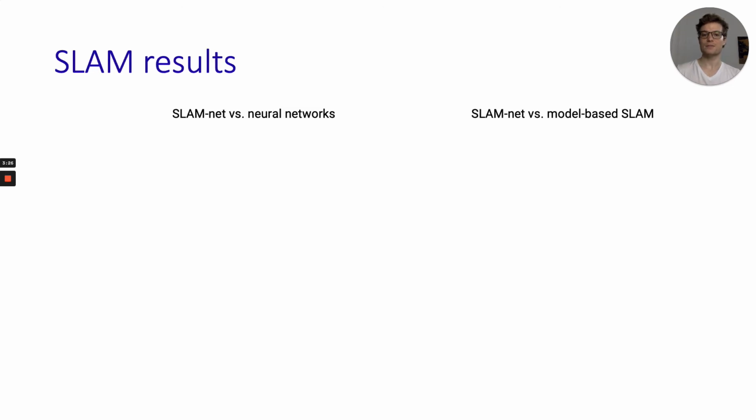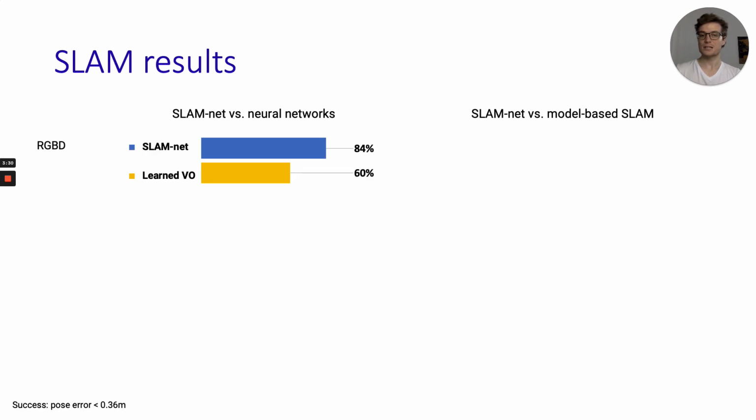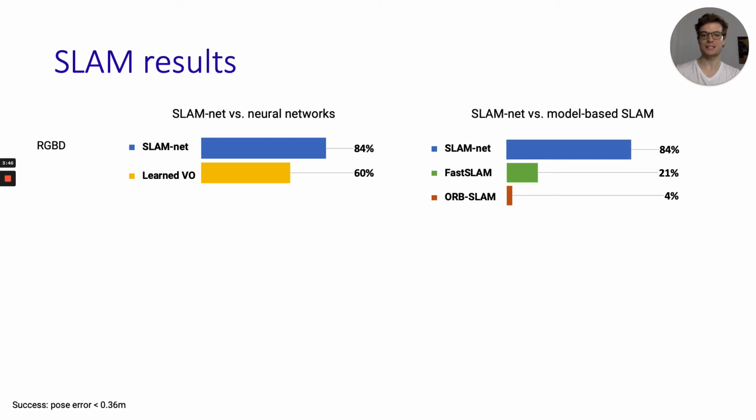We compared with both learning-based and model-based alternatives. First, SLAM-net outperformed the learned visual odometry method, possibly because it has useful inductive bias. And here we are measuring success rate, where success is defined as the pose error being under a certain threshold. SLAM-net also outperformed two model-based algorithms, FastSLAM and ORB-SLAM.